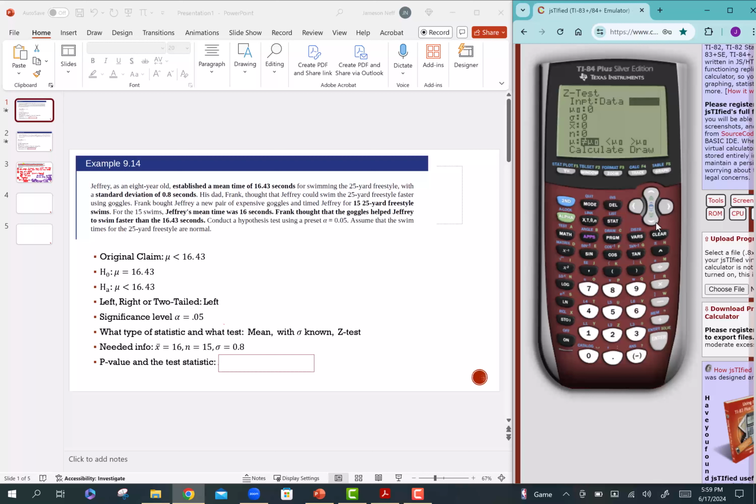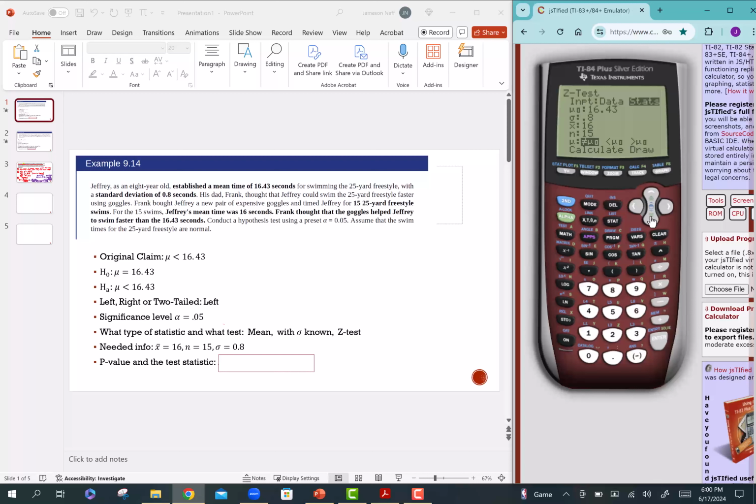So anytime you know the summary information, you enter it. First, the null hypothesis. In this case, the null hypothesis is the mean is equal to 16.43, so I put in the 16.43. Since this is a z-test, we know the population standard deviation, so I enter that here, which in this case is 0.8. You want to enter in the sample mean, which in this case is 16. You want to enter an n, which is the sample size, which is 15.